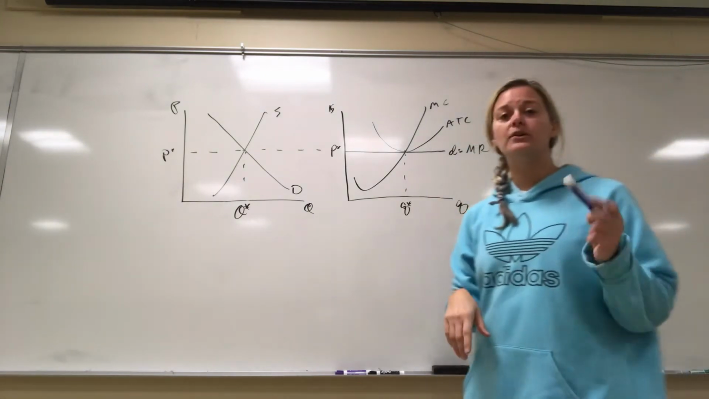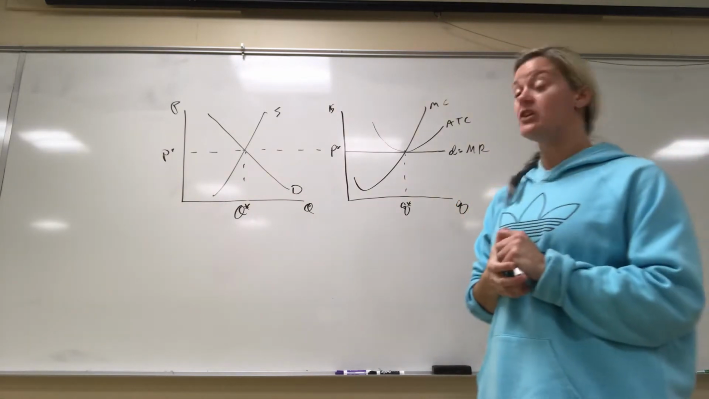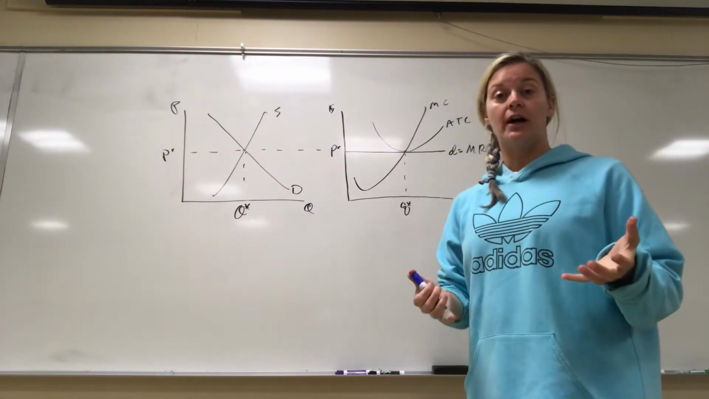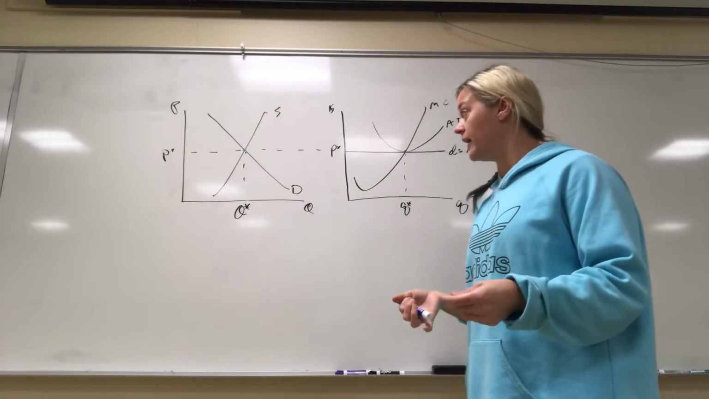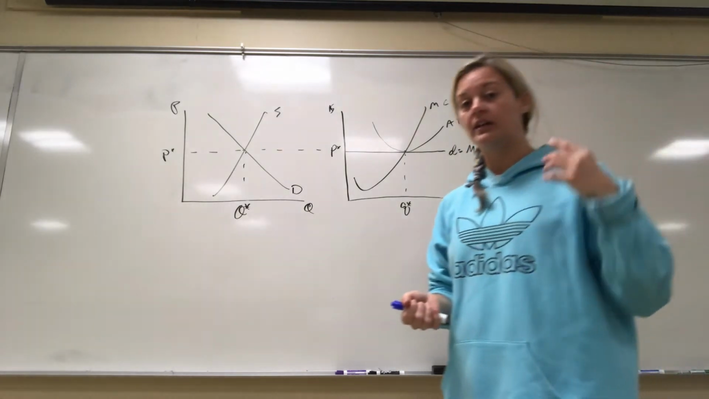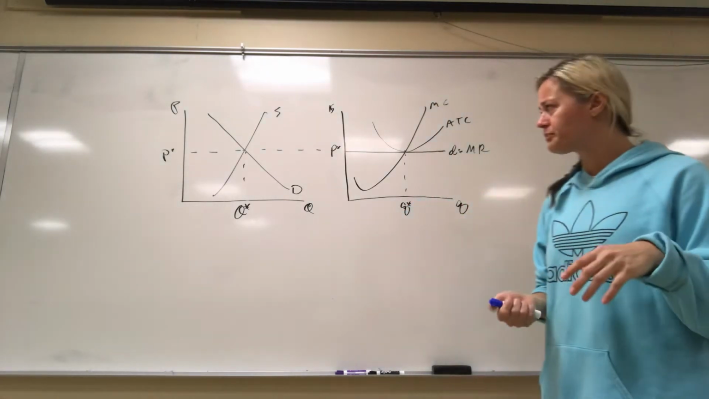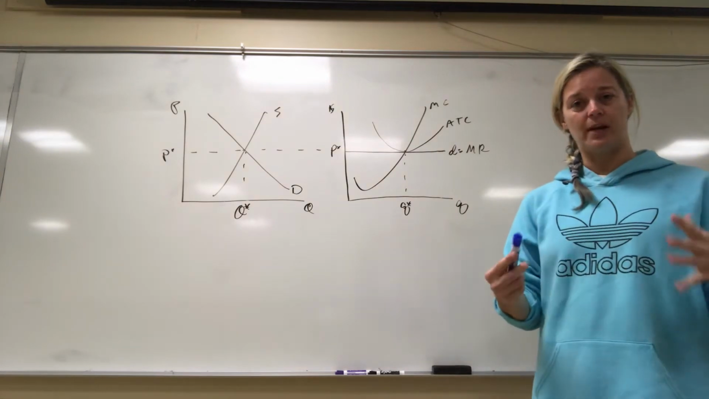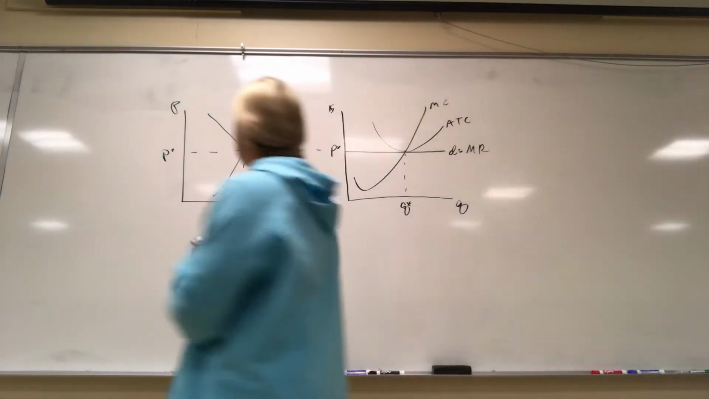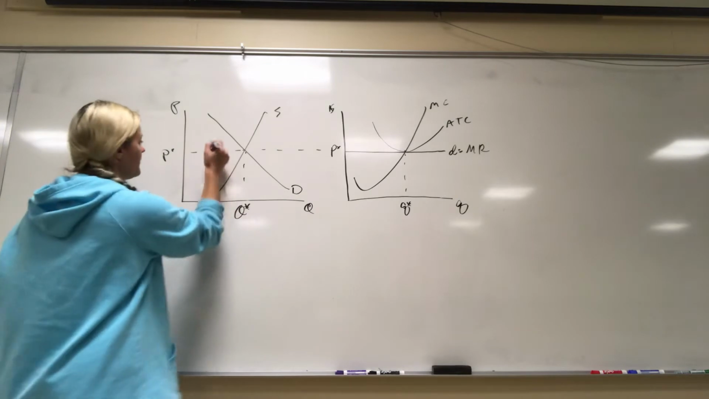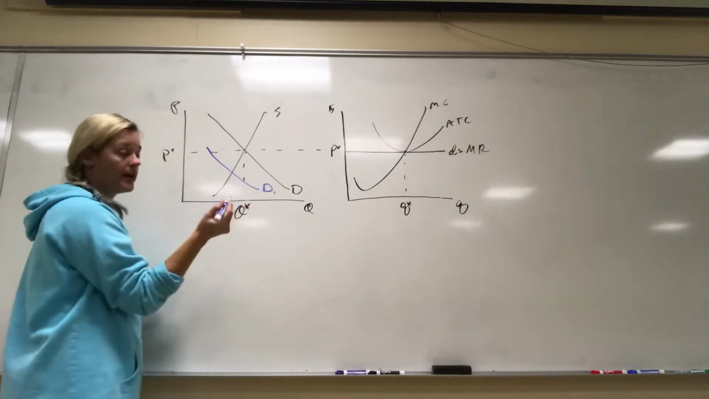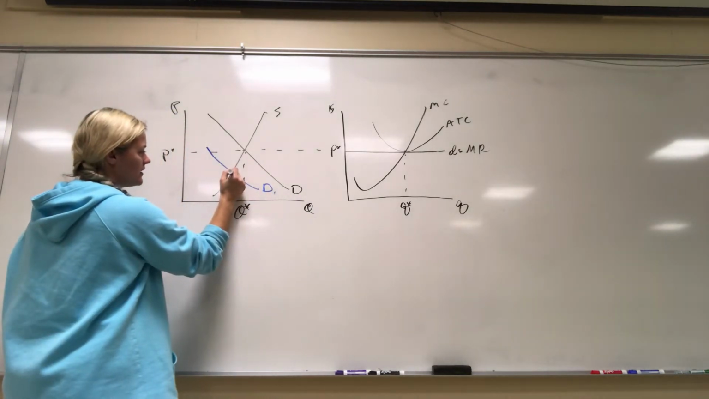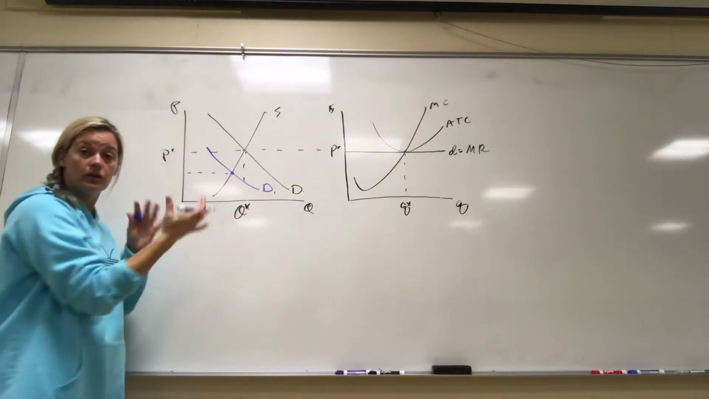All right, so here what we're going to have happen is a decrease in demand for the good. All right, so there's a decrease in population, a decrease in income, preferences change, any of those types of things. So when demand decreases, we get this shift to the left. So there's D1. All right, so here is our short run price.